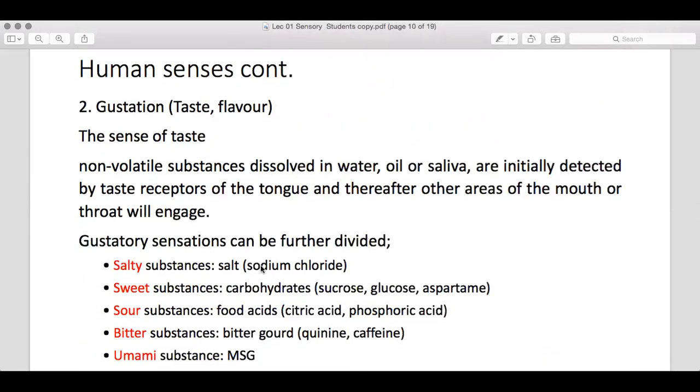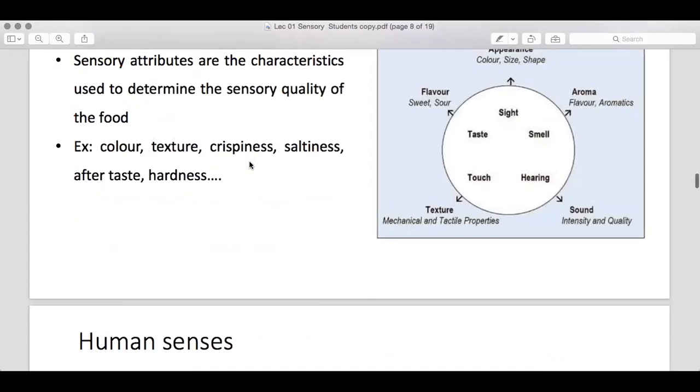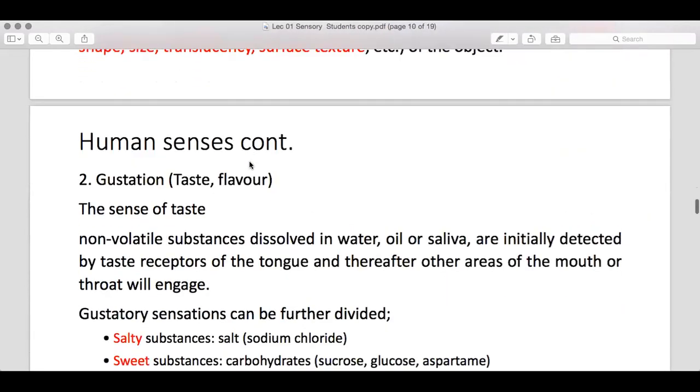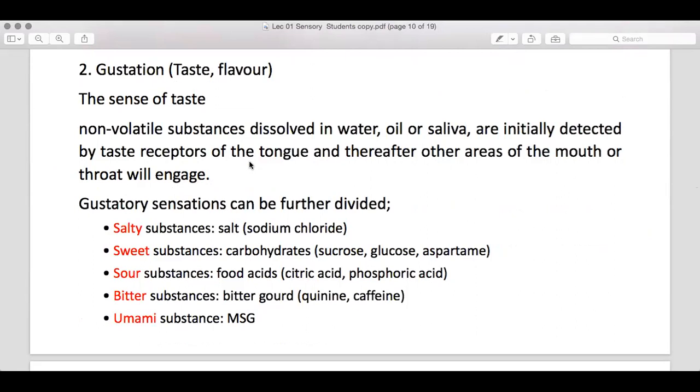The second one is gustation, a little bit of a new word to you. The first one, vision, is very common. Gustation is a little bit of a new word. Gustation actually means taste. Gustation means taste.